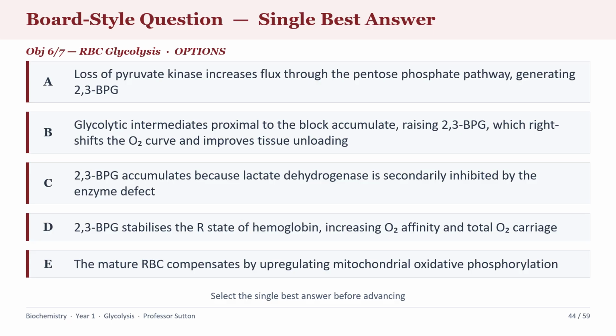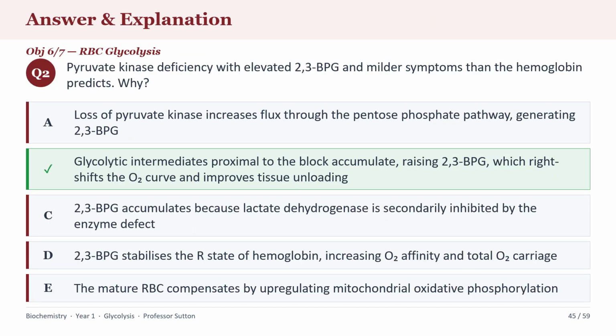So you have 5 options. Option D is a trap. It states the mechanism backwards, and it catches people who remember that this molecule binds hemoglobin, but not which state it stabilizes. So pay attention to that. What state it stabilizes.